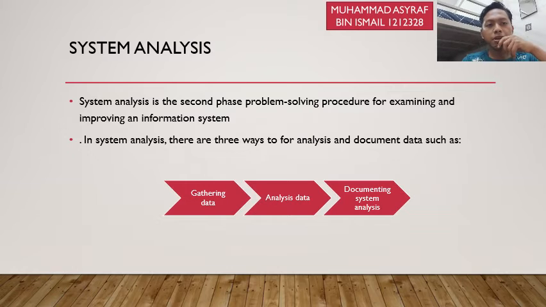The second phase is system analysis. System analysis is the second phase of the problem solving procedure for examining and improving an information system. In system analysis, there are three ways to analyze and document data, such as gathering data, analyzing data, and documenting system analysis.